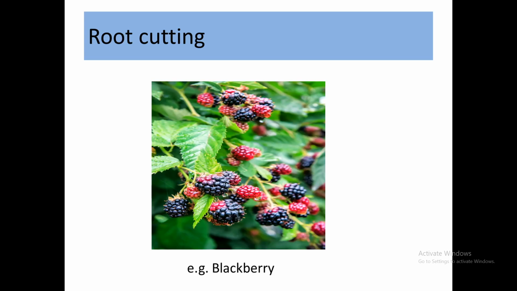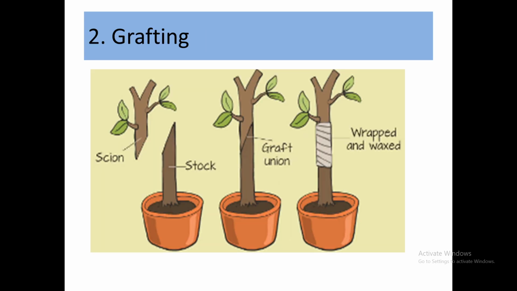Next one is root cutting. If you want to grow the blackberry plant, then you have to take a small piece of root and grow it properly into moist soil, then you will get an entire plantlet of the blackberry. So we have seen three types of cutting: stem cutting, root cutting and leaf cutting. If you cut these parts of the plant and grow them into moist soil, you will get the entire plantlet. Next one is grafting.